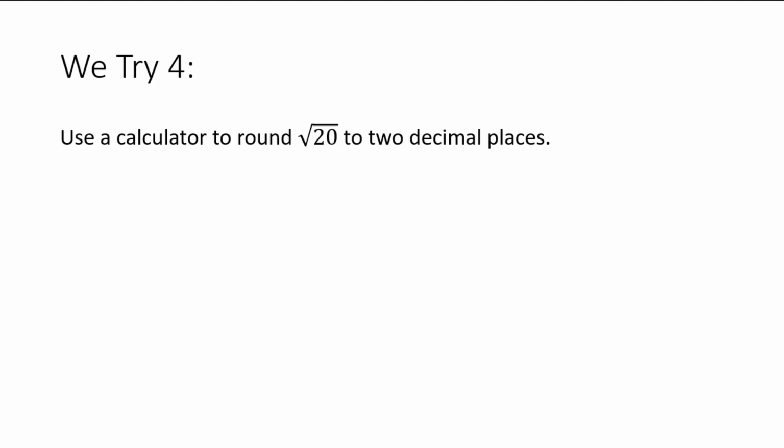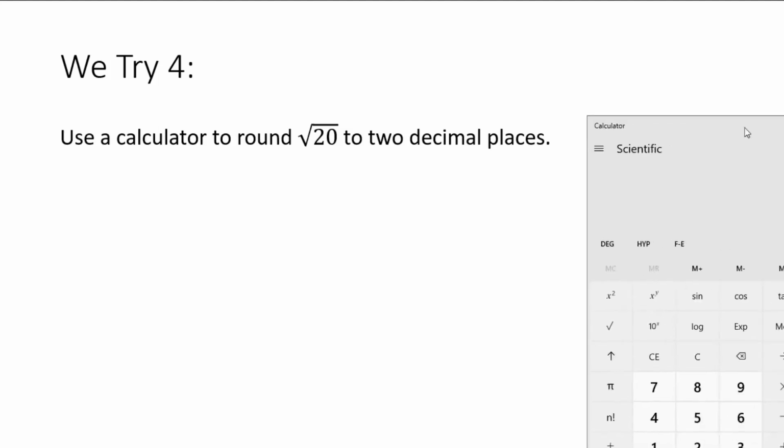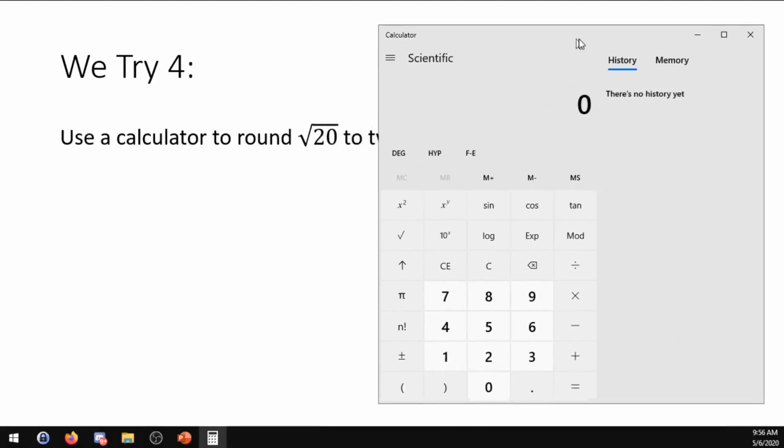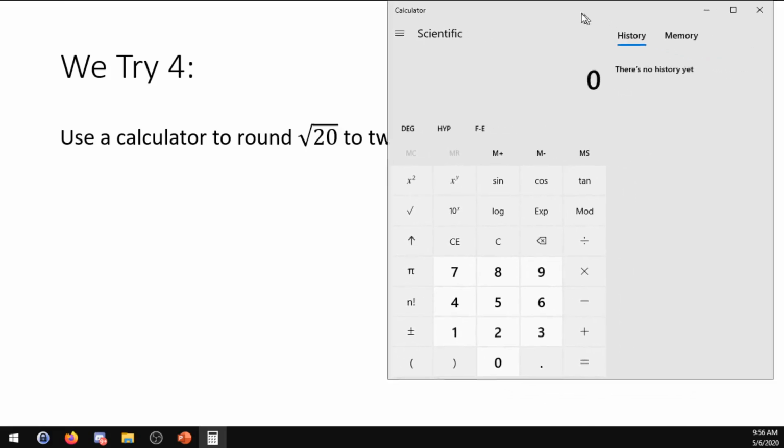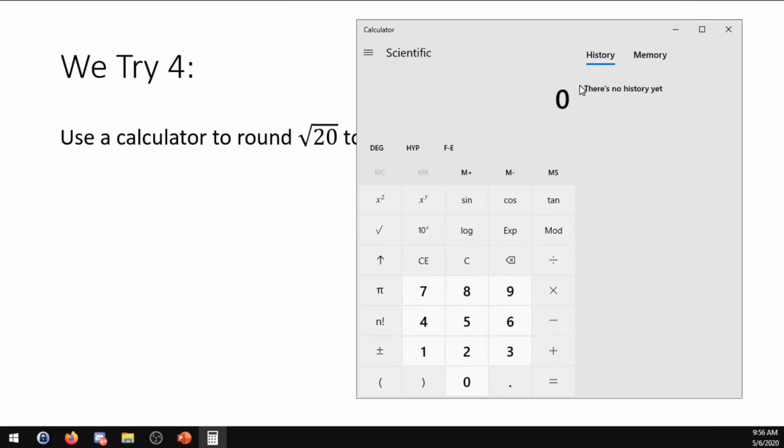Okay, let's use a calculator to round the square root of 20 to 2 decimal places. I'm going to use the calculator on my computer so that you can see it. Here's the calculator on my computer. I'll drag it over so you can see it. There we go. So we want to use a calculator to round the square root of 20 to 2 decimal places. So I'm going to put 20 into the calculator, and then I'm going to hit this square root button right here on my calculator. That'll give me 4.47213, and so on and so on and so on. You see how it goes on forever and it doesn't really repeat, or there's no pattern to it? So we know that that's irrational.